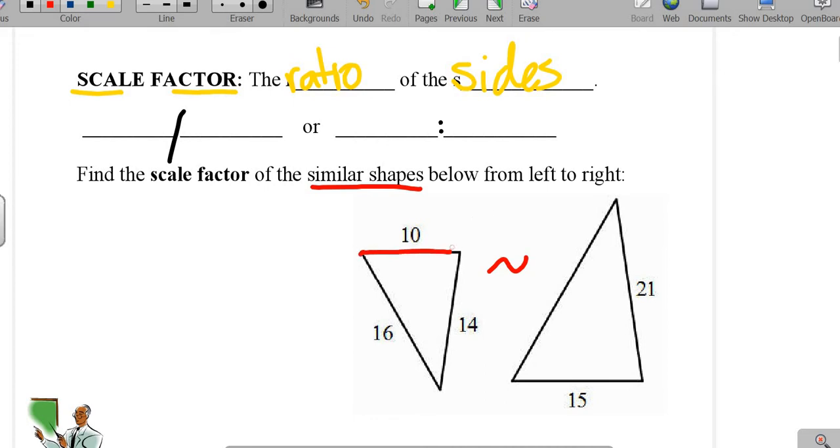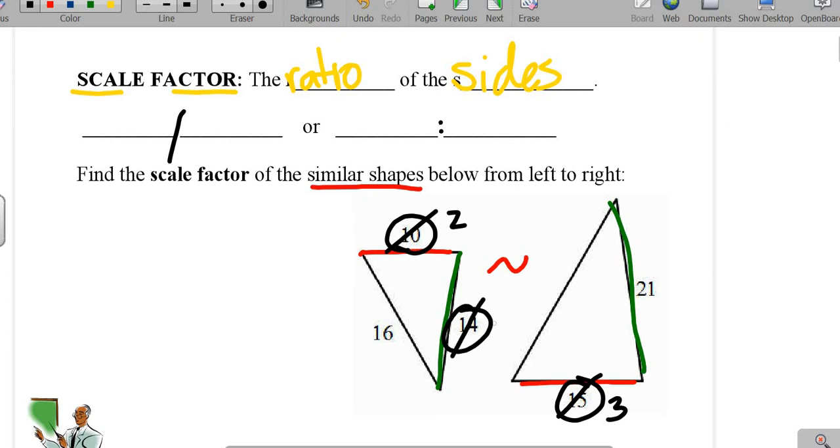So we're going to match short, short, and then here we go, medium, medium. And we check. If I tell they're similar, 10 to 15, 5 goes in here twice, 5 goes in here 3 times, 7 goes in here twice, 7 goes in here 3 times. So in these shapes, if I'm told they're similar, we would say the scale factor is either 2/3 left to right or 2/3 left to right.